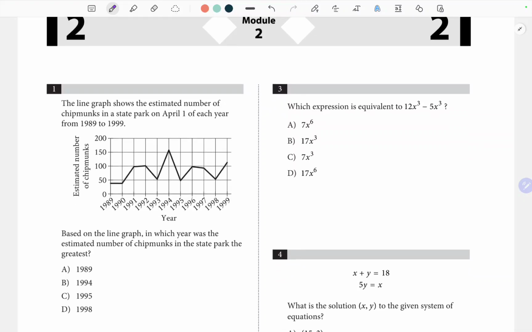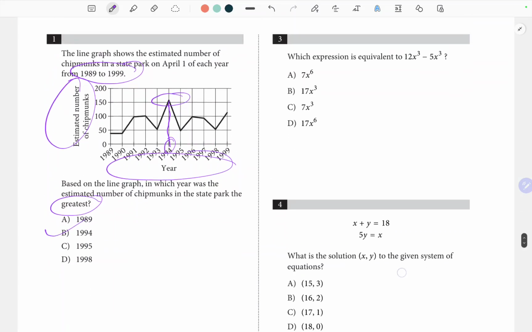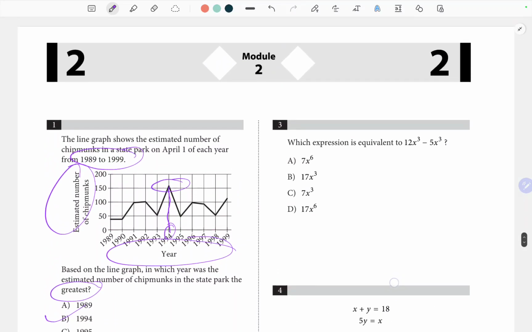So let us understand. The line graph shows the estimated number of chipmunks in the state park on April 1 of each year from 1989 to 1999. So numbers are given and years are given. Based on the line graph, in which year was the estimated number of chipmunks in the state park the greatest? Greatest means we just have to look for the peak point. So this is the greatest, which is at 1994. So B should be the answer. See, I told you sometimes the questions are easy.